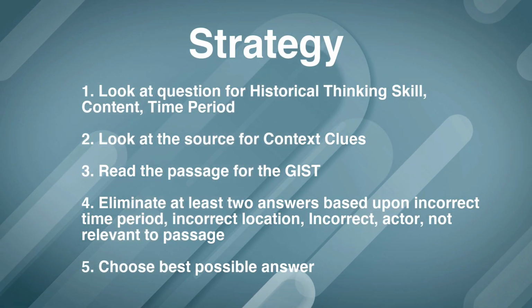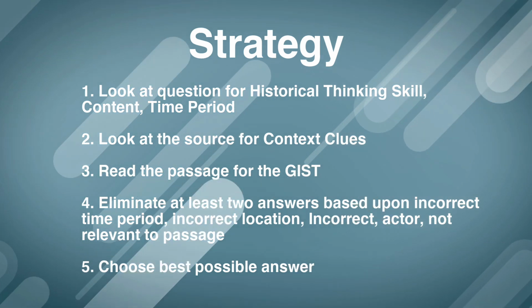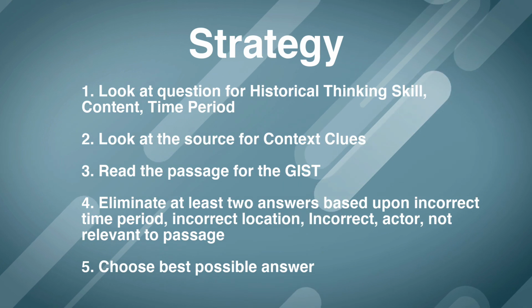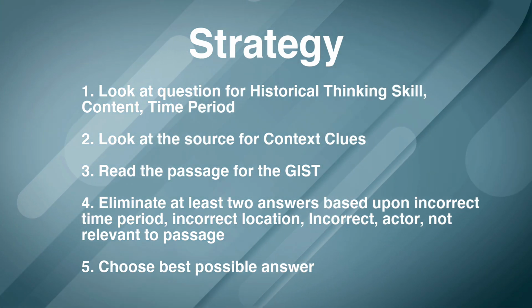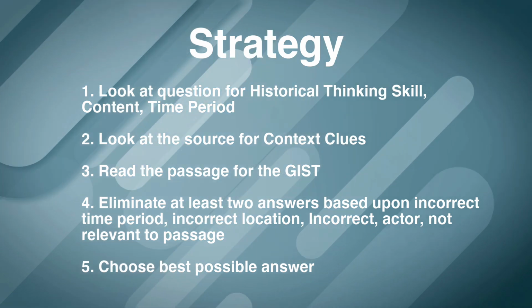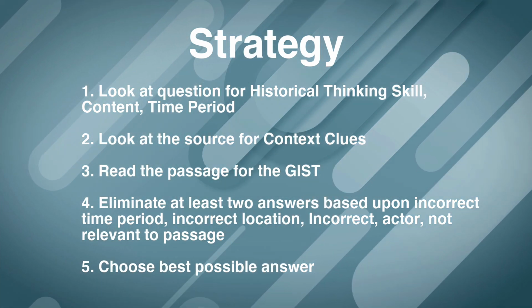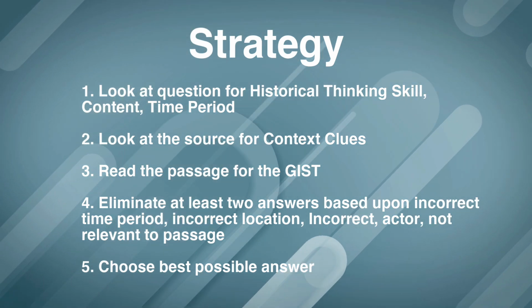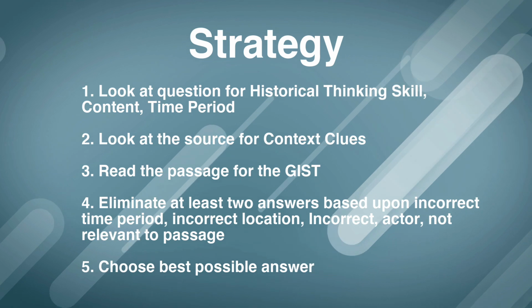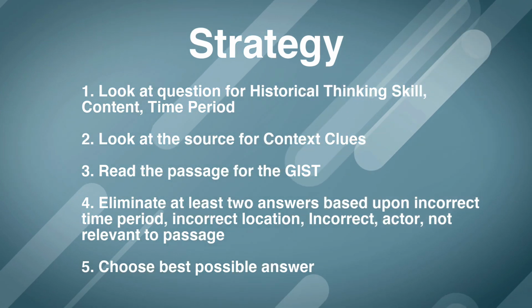Okay, once we get done with all of this, we kind of know how to get to the correct answer. And the reason why is because we followed our strategy. 1, look at the question for the historical thinking skill, content and time period. 2, look at the source for context clues. 3, read the passage for the gist, the overall idea. 4, eliminate at least 2 answers based upon incorrect time period, incorrect location, incorrect actor, or not relevant to the passage. And then last up, choose the best possible answer.